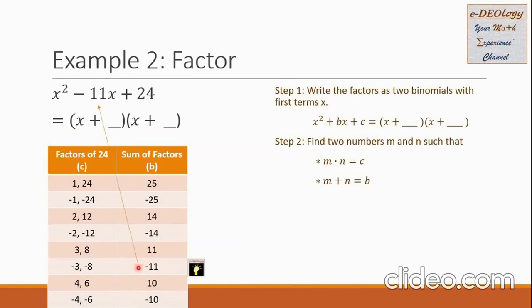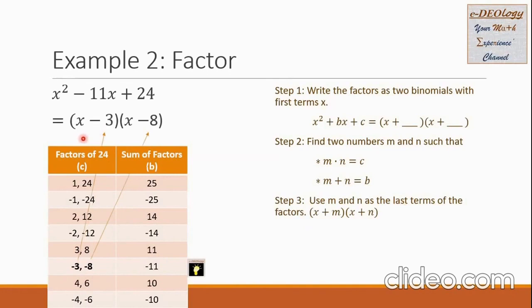We can see now that this negative 11 as the sum matches our value of b. So it means to say we're going to use the m and n as the last terms of the factors. That is step 3. This negative 3 and negative 8 are our m and n respectively. So we're going to put these two values on the blanks. So this is now our binomials: x minus 3 times x minus 8.